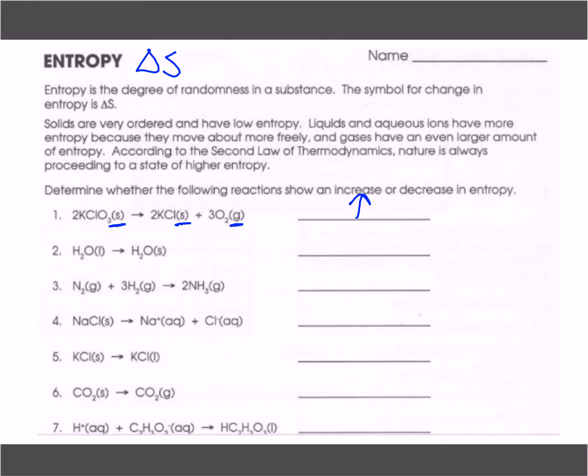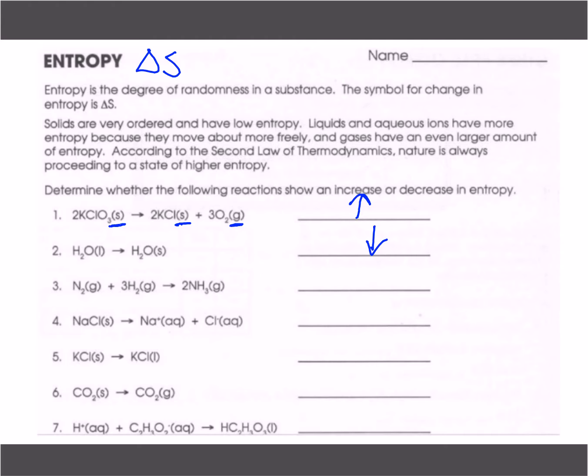Take a look at number two. We're going from a liquid to a solid. What's happening to our entropy there? It's decreasing, right? Liquids have more randomness, and they're becoming more orderly and organized when they freeze, right? When that's freezing.